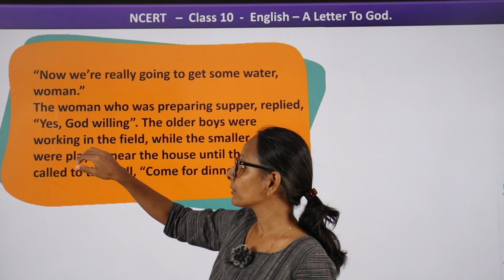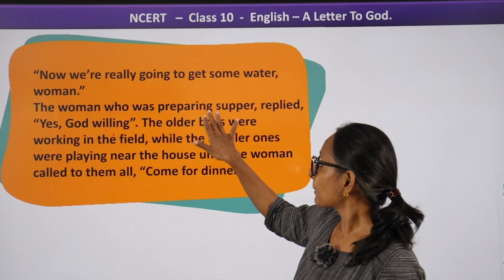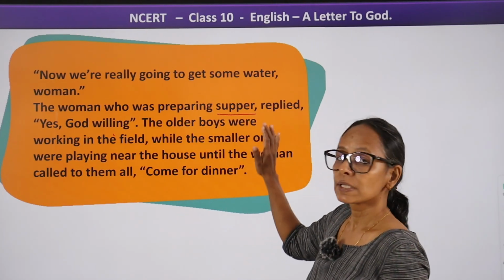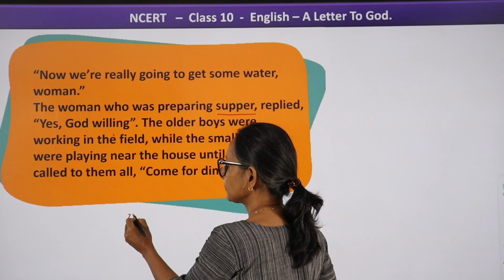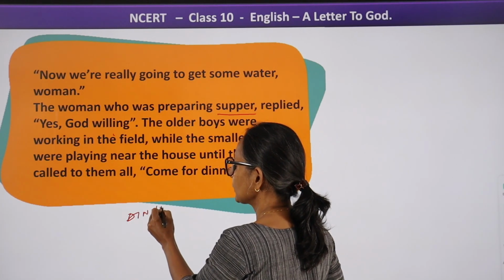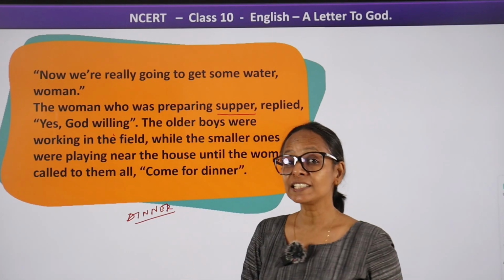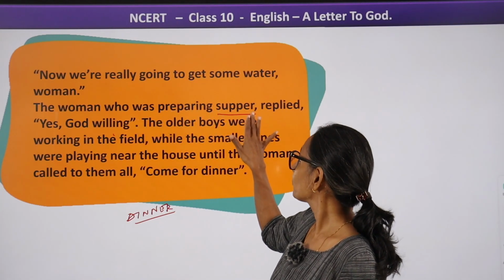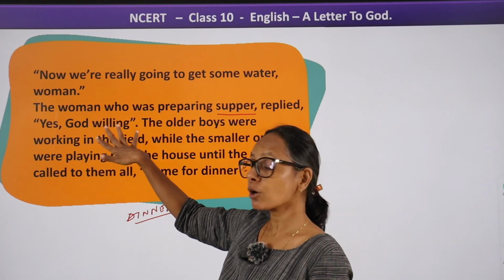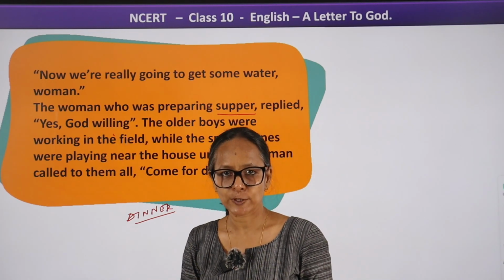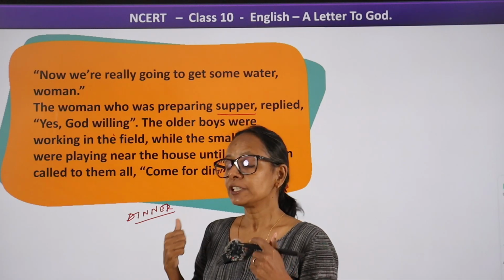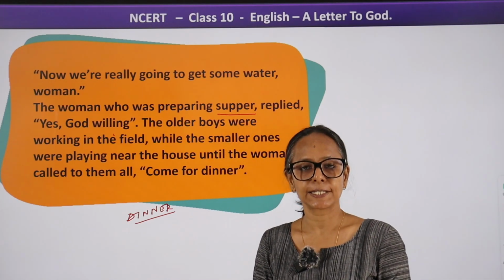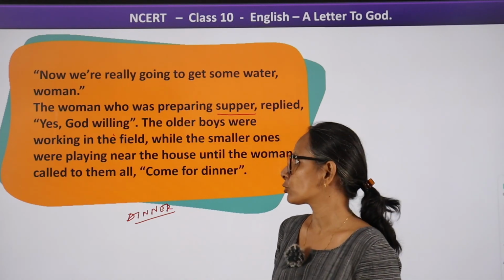The woman who was preparing supper, this is a word that we should know the meaning of. Supper means dinner. A dinner that is taken early in the evening is called supper. The woman who was preparing supper replied, yes, God willing. So when Lencho is saying that they are going to get some rain, what does his wife reply? She says, yes, if God is willing, we will get some good rain.